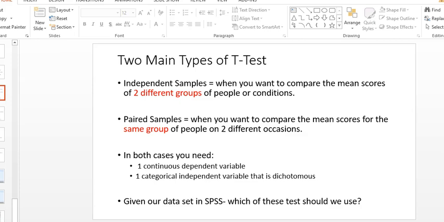Given the data set that we are using in this class, which of these tests do you think we should use? I'll pause briefly, and then just very quickly, the data set that we're using in class only captures people at one moment in time, and so we don't really have a before or after. So we really can't do a paired samples t-test because we don't have the data to do so. So we're going to look at an independent samples t-test for class today.